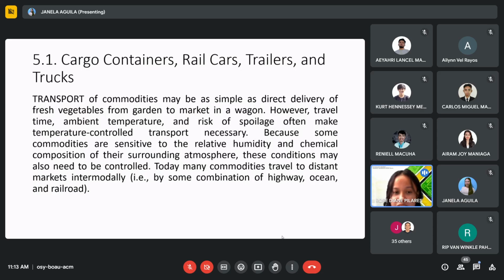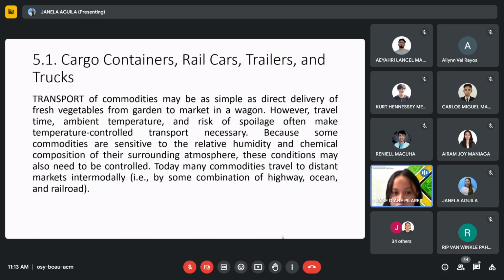There are certain commodities kasi na sensitive not only sa temperature but also sa mga iba't ibang environmental factors such as relative humidity and also yung mga chemical composition ng ating surrounding atmosphere. So therefore, in addition sa pag-control sa temperature, it becomes necessary to consider then na i-regulate yung ating mga environmental factors during the transportation and storage ng ating mga sensitive goods.